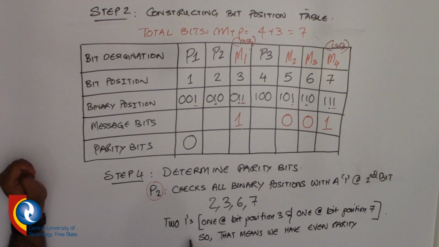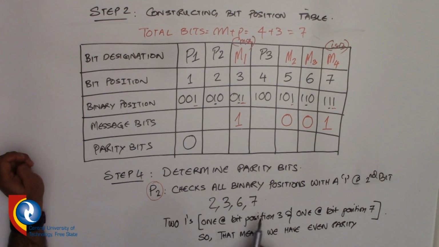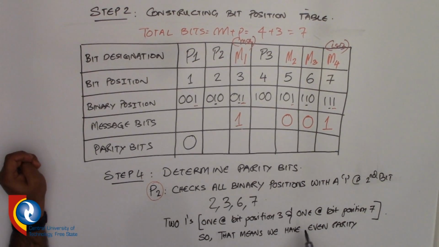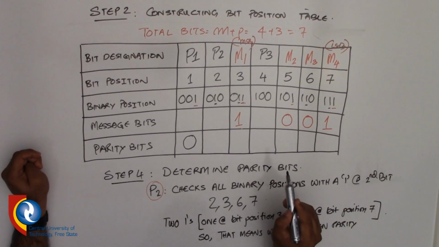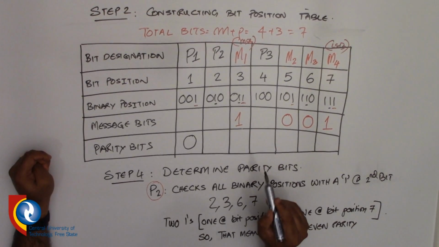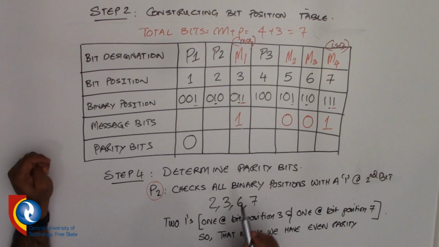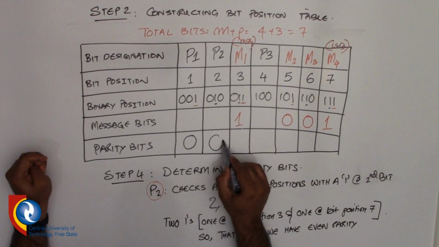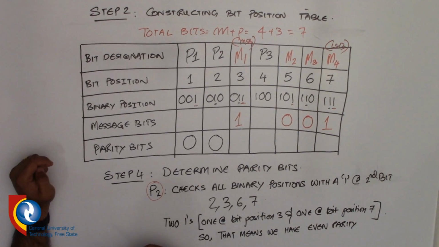Here again we'll see that there are 2 1s. There is a 1 at bit position 3 and there is a 1 at bit position 7. Again, it means that we have even parity, because remember the question requires us to do an even parity check. Because we have a parity match, we are again going to place a 0 at P2.